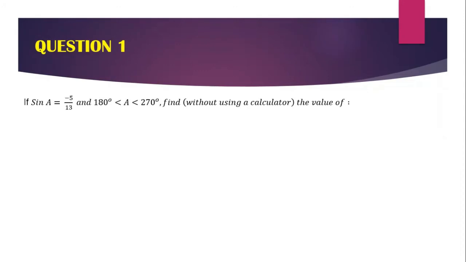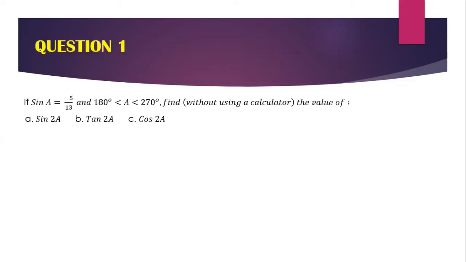If sine A equals minus 5 over 13 and A is more than 180 degrees and less than 270 degrees, find, without using a calculator, the value of sine 2A, tangent 2A, and cosine 2A. Okay, this is the question, number 1. This question is a very easy one.